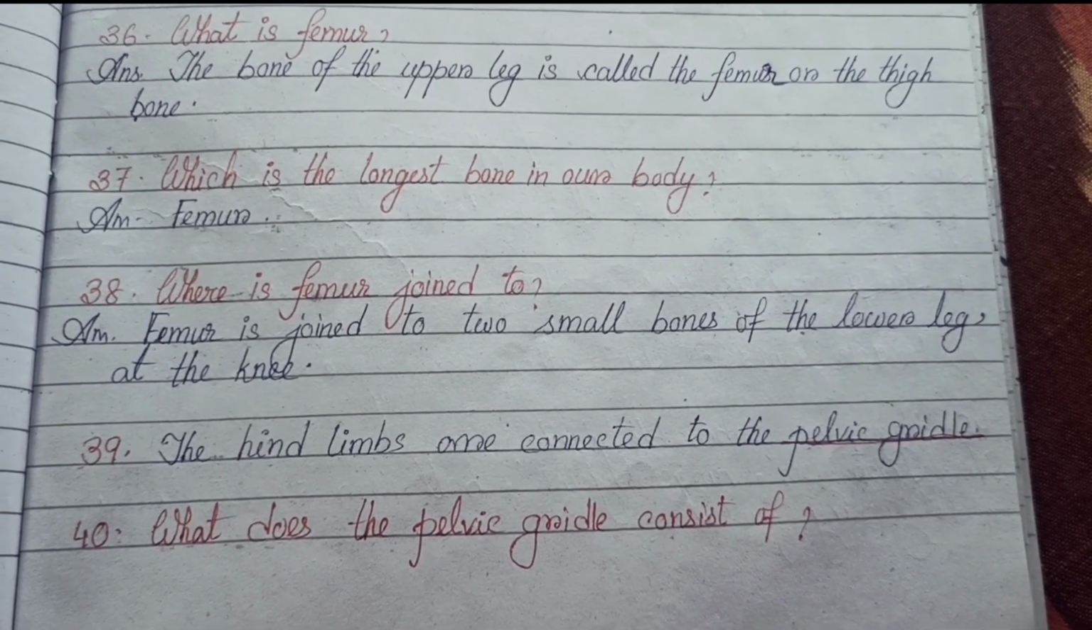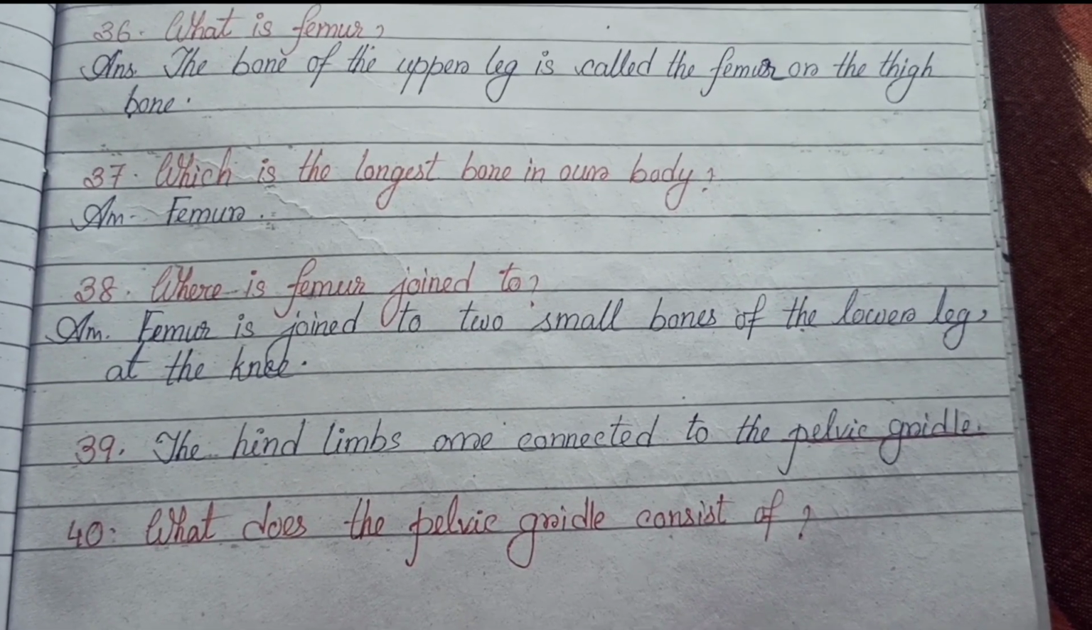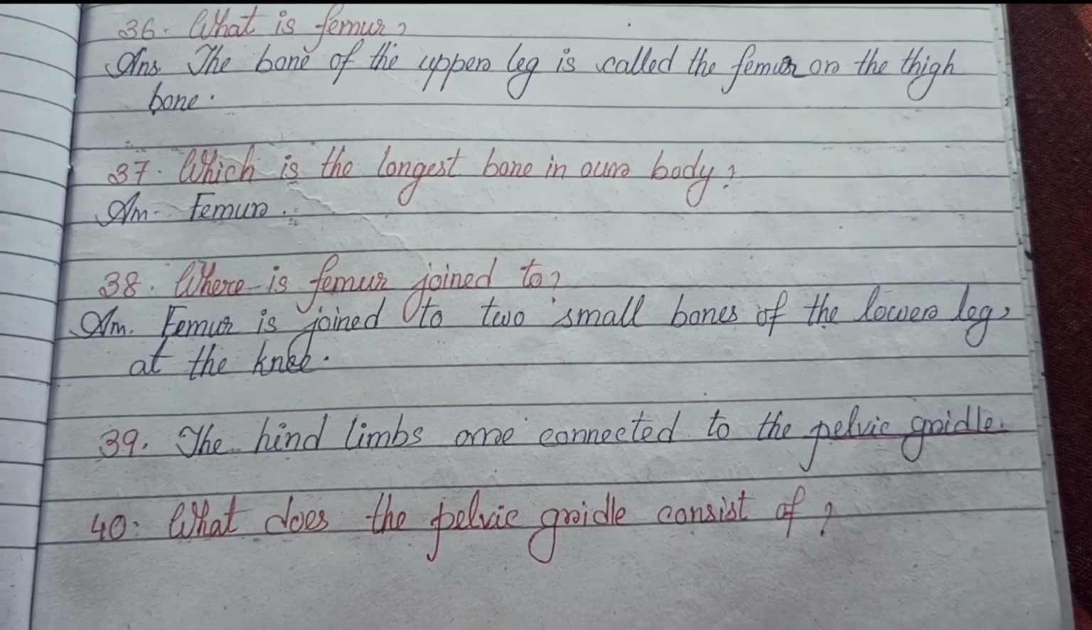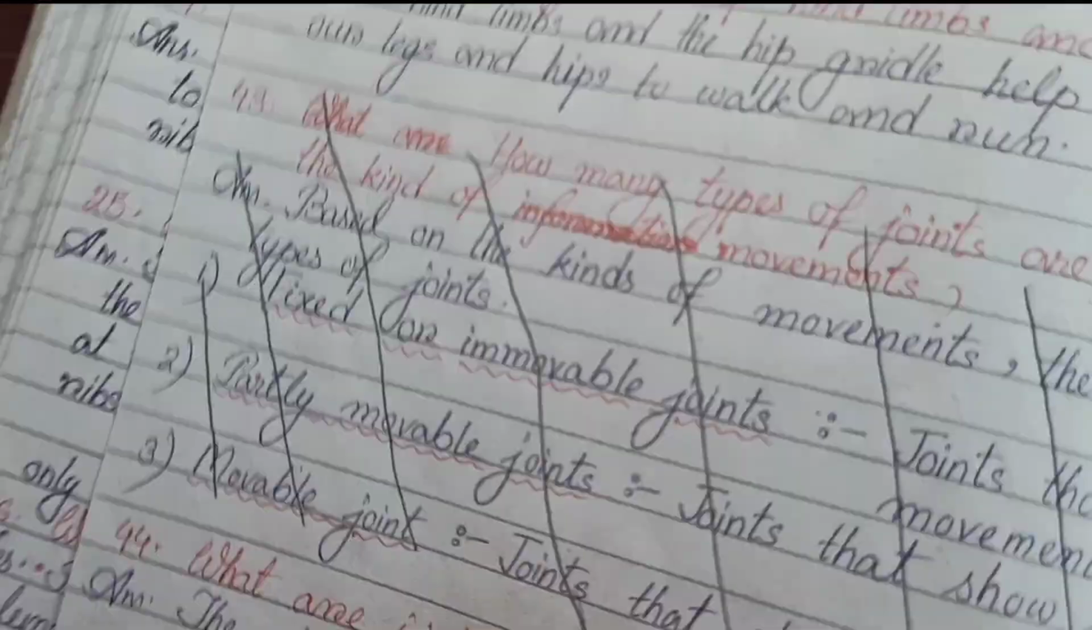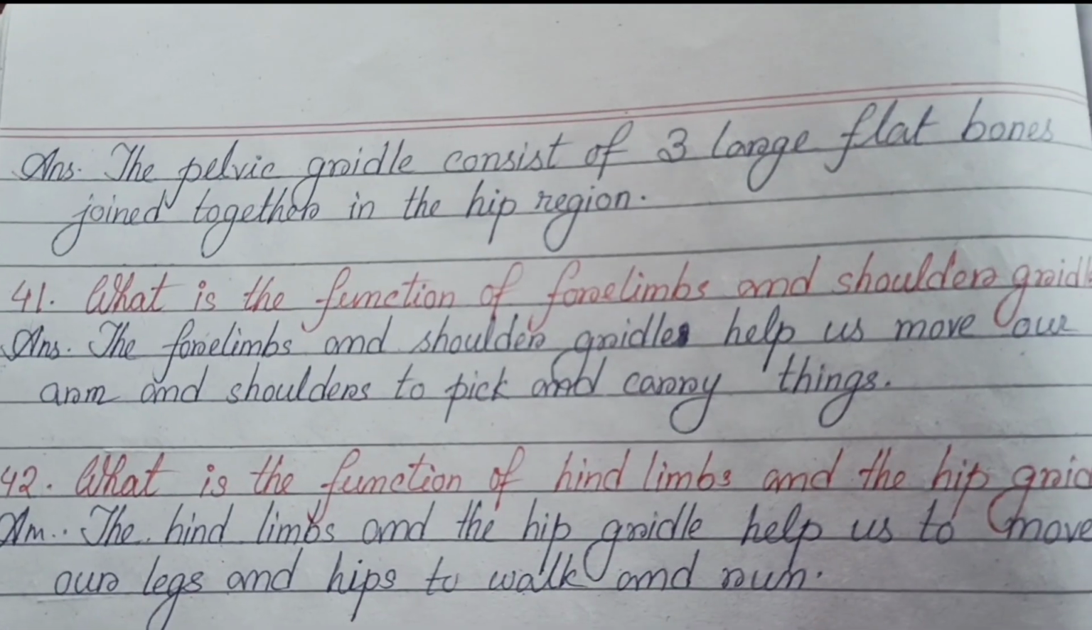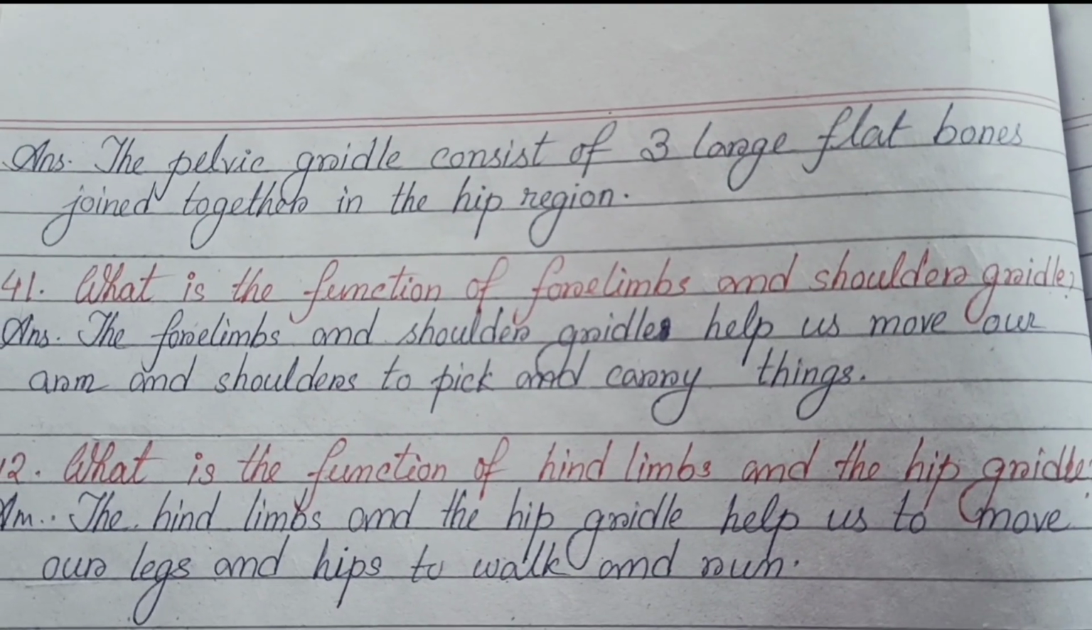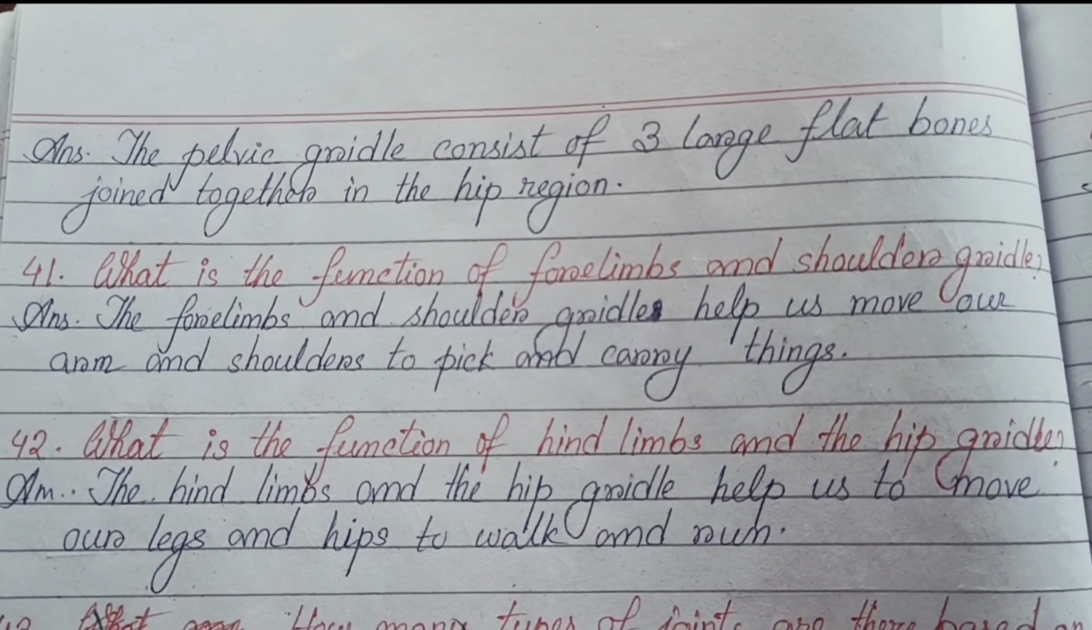Number 39 is a fill in the blank. The hind limbs are connected to the pelvic girdle. Number 40. What does the pelvic girdle consist of? The pelvic girdle consists of 3 large flat bones joined together in the hip region.